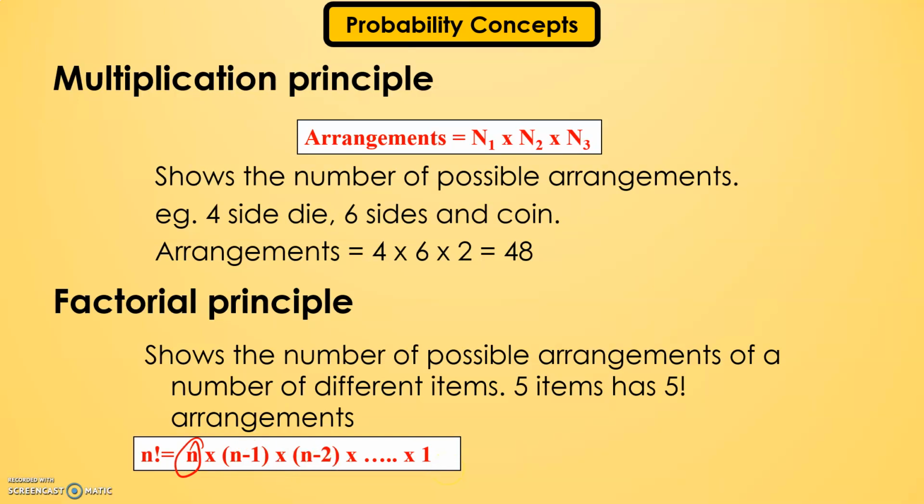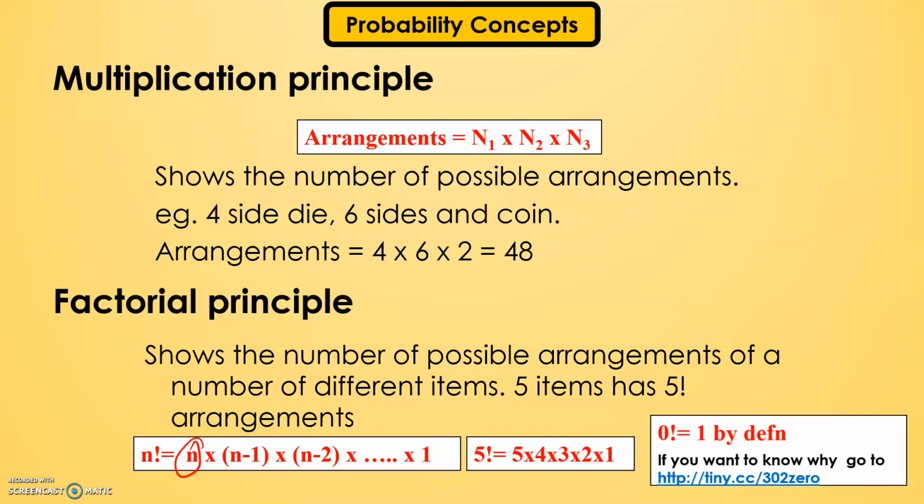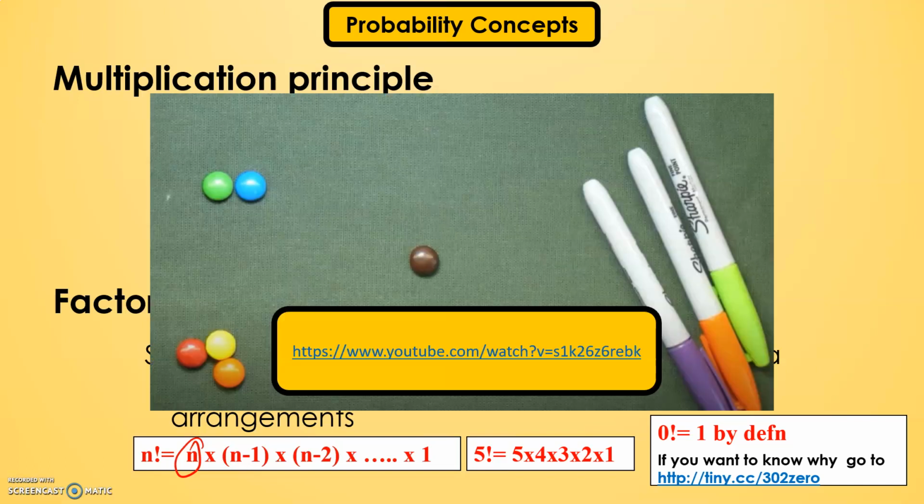Now the interesting part of factorials comes up when we start to think about 0 factorial, which is by definition 1. That's all you need to know, that 0 factorial is 1, but if you are interested in why that is, there's a couple of videos that I've included in the notes that talk you through the reasons or explanations of 0 factorial. The other thing is that there's a quick video that explains the multiplication principle in a bit more detail that you should watch as well.